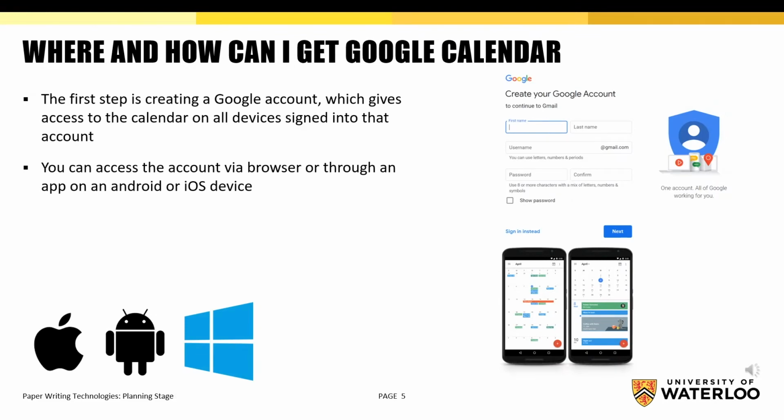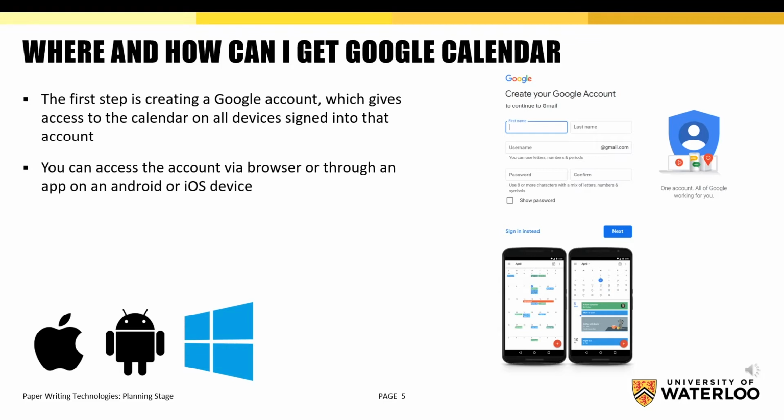First step to getting Google Calendar is creating a Google account. This gives access to the calendar and all devices signed into that account. Once you search Create a Google account, you will be prompted to fill in the sections shown by the picture on the right. Once completed, you may access the account and by extension the calendar.